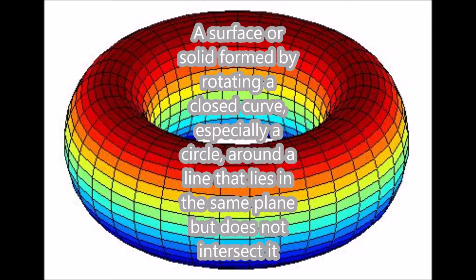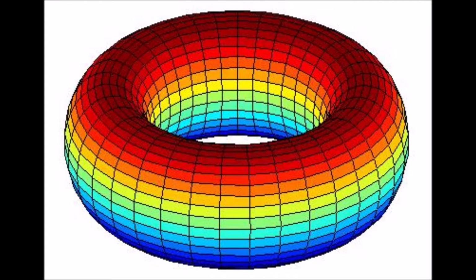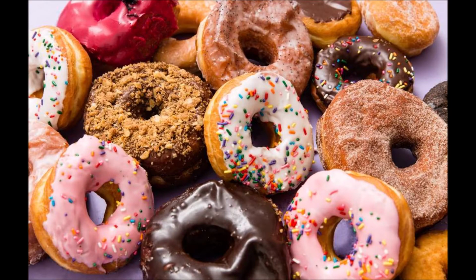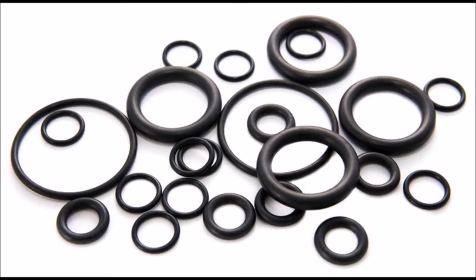Let's get into the torus. It is a surface or solid formed by rotating a closed curve, especially a circle, around a line that lies in the same plane but does not intersect it. There are a number of real-life examples of toruses, such as donuts, life buoys, and O-rings. So let's move on.